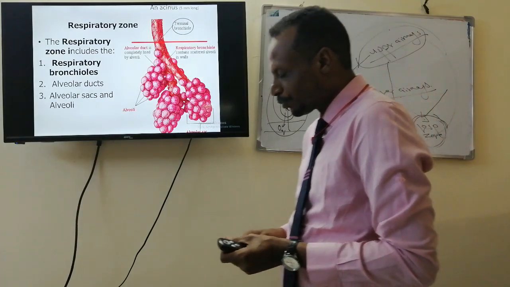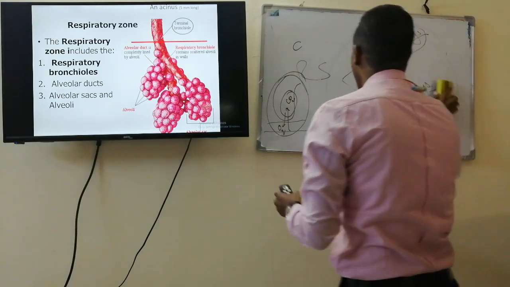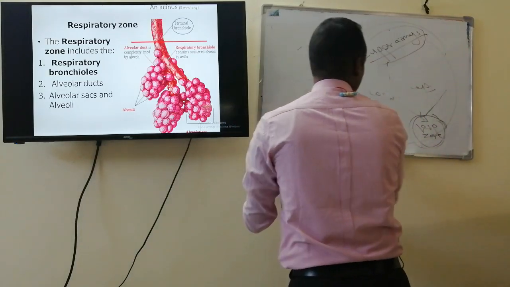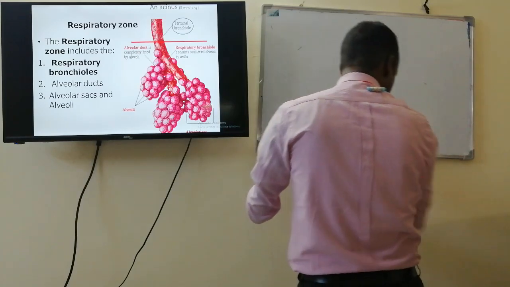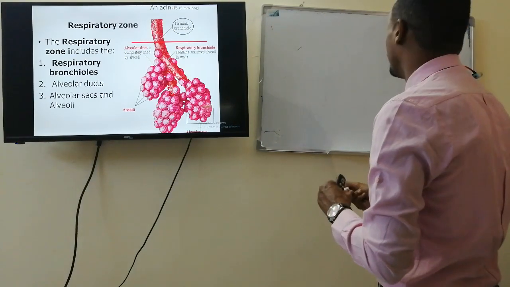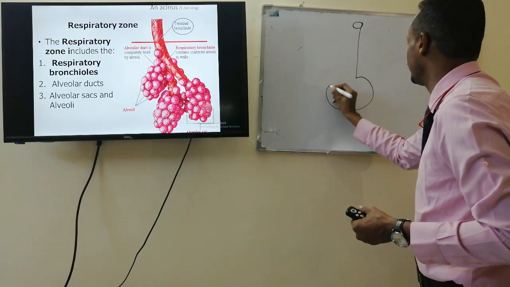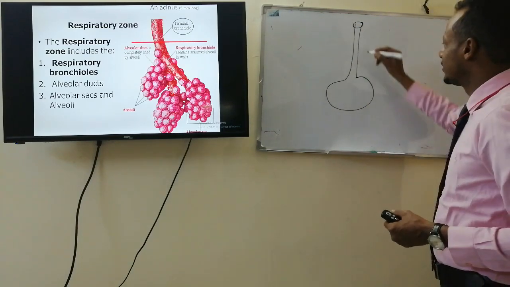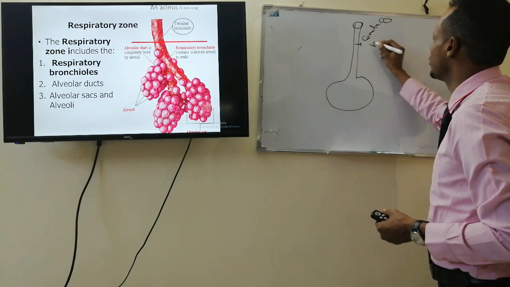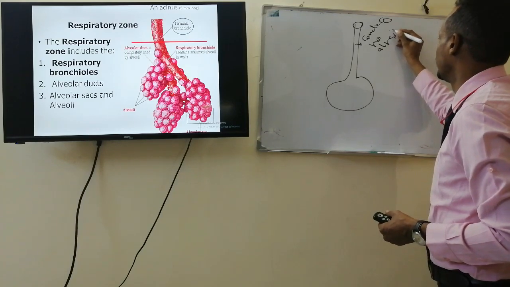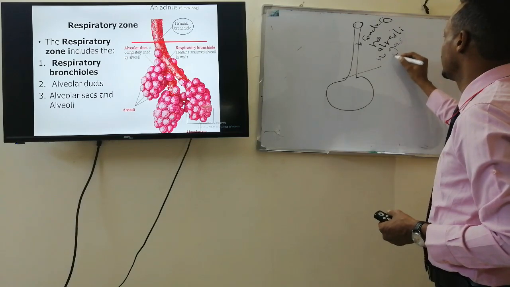So now we can simply divide the respiratory system as a whole into two main parts: an area with alveoli and an area without alveoli. We can just draw the respiratory system by this diagram. This is called the conducting zone. In the conducting zone, there is no alveoli, and of course, there is no gas exchange.